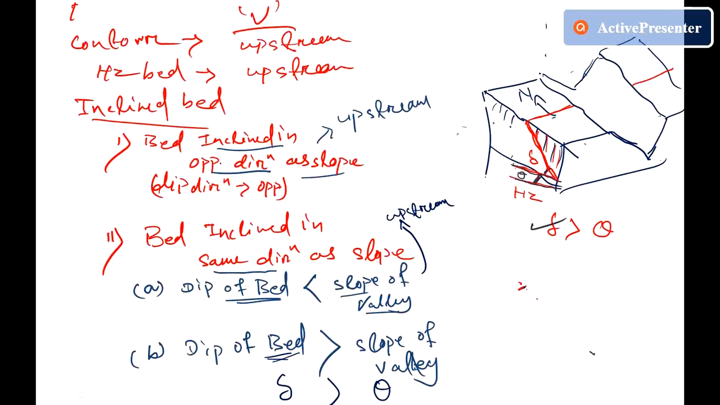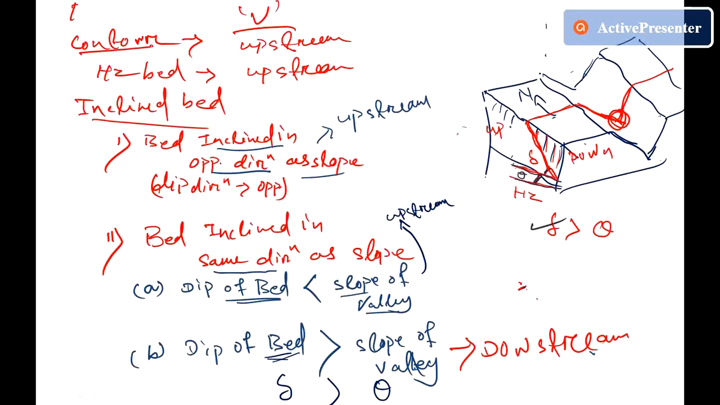It is not present in the upslope side. This is upslope side, this is downslope side, right? So it is present in the downslope side. So if you see in the valley region, the bed will appear like this, which is the V points in the downstream direction. The V points in the downstream direction. Okay, so we have read these conditions.